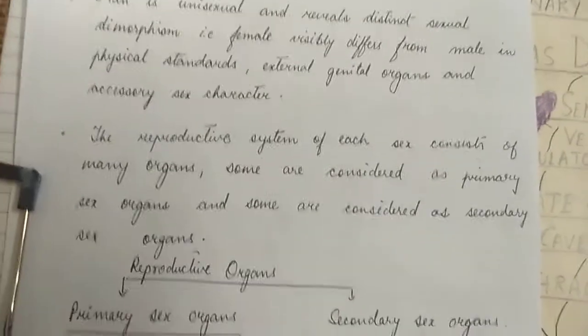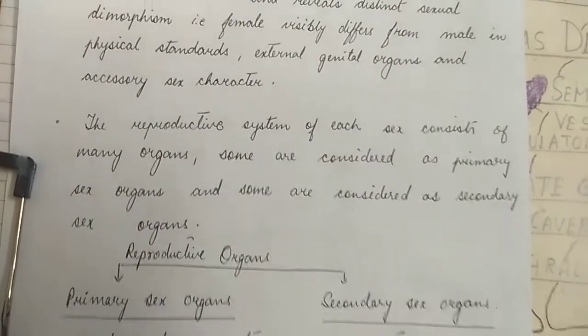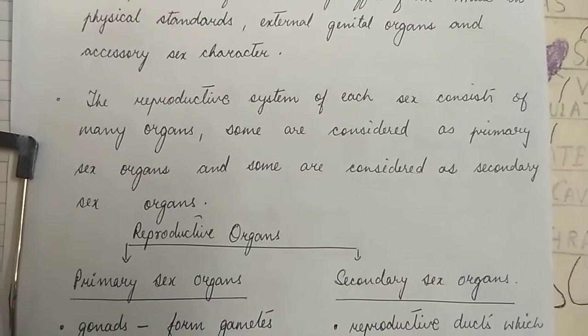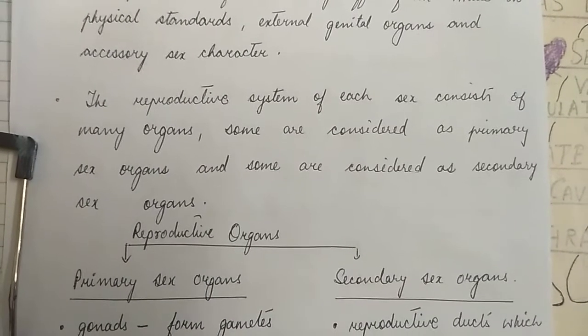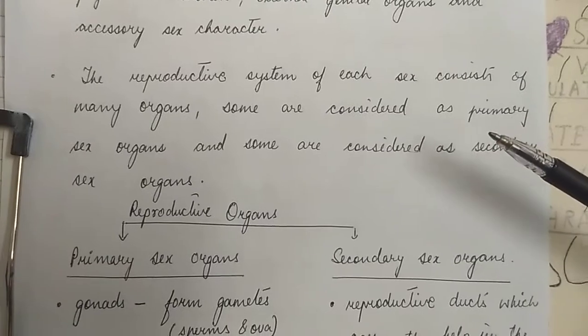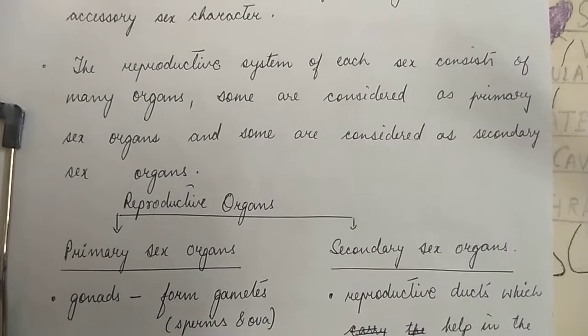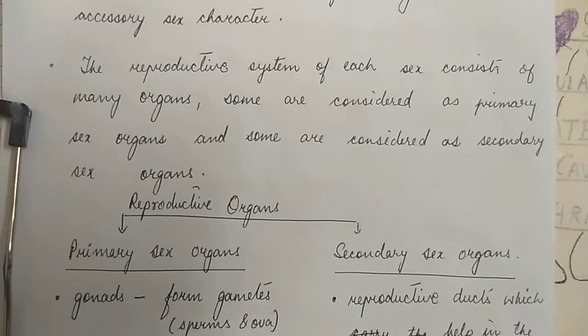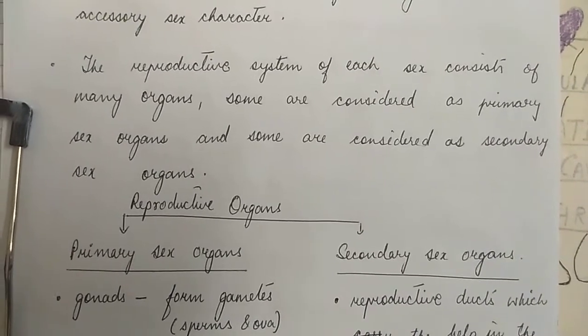The reproductive system of each sex consists of many organs. Some are considered primary sex organs and some are considered secondary sex organs. Now, what are these primary sex organs and secondary sex organs? Why are they categorized as primary and secondary sex organs?